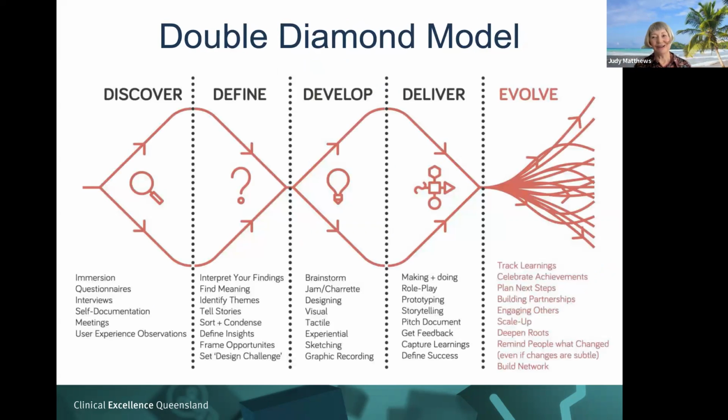There is another well-known model. In fact, there are even more, but let's keep it simple. This is called the double diamond, very much used in Europe and in the UK. So once again, it's diverge, converge, diverge, converge, and it's using the Ds: discover, define, develop, deliver. And then of course it evolves. And you may go right back to, as you get more information, discover, define, develop, deliver.